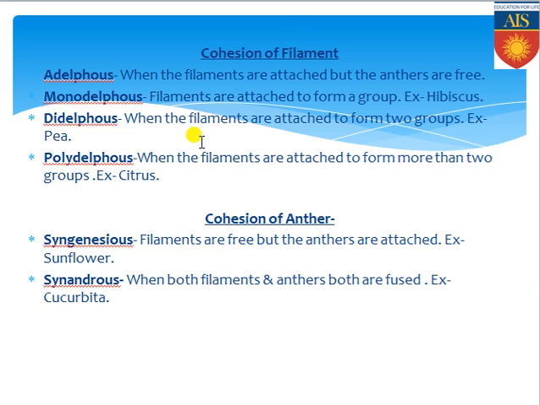Adelphous: filaments are associated, anthers are not. Monoadelphous: a single group has been made. Diadelphous: two groups have been made. Polyadelphous: multiple groups have been made.